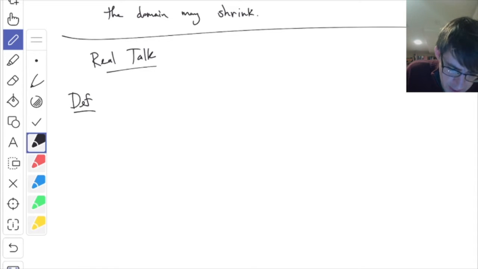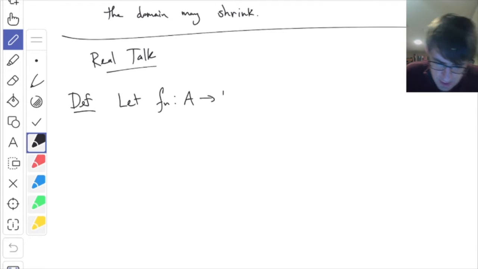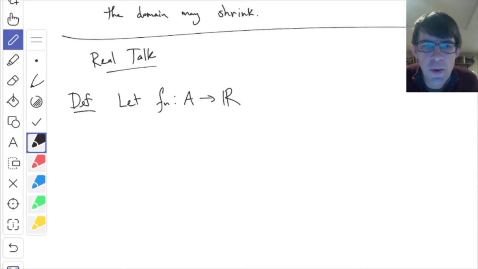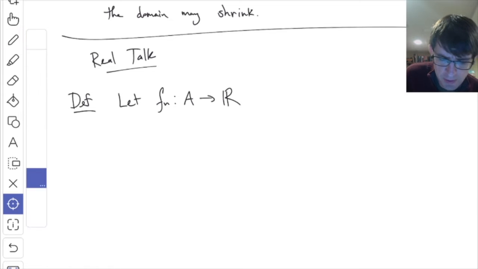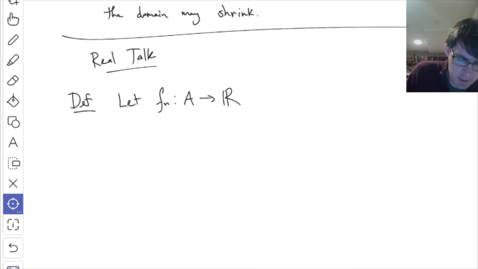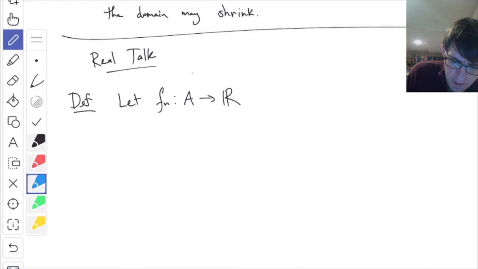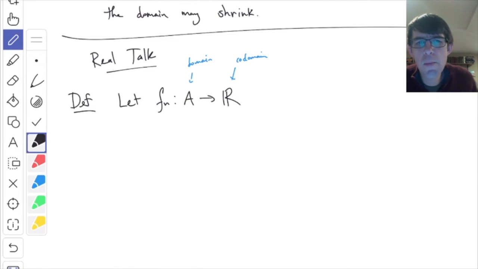So I'm going to say let Fn go from some set A to R. I don't write things this way very often, but I hope this looks familiar. When I write this, it means that Fn is a function, and this is the domain, and this is the codomain. We need to allow our functions not to be defined on all of R sometimes, because you can see in that example that sometimes you end up with something whose domain is not all of R.